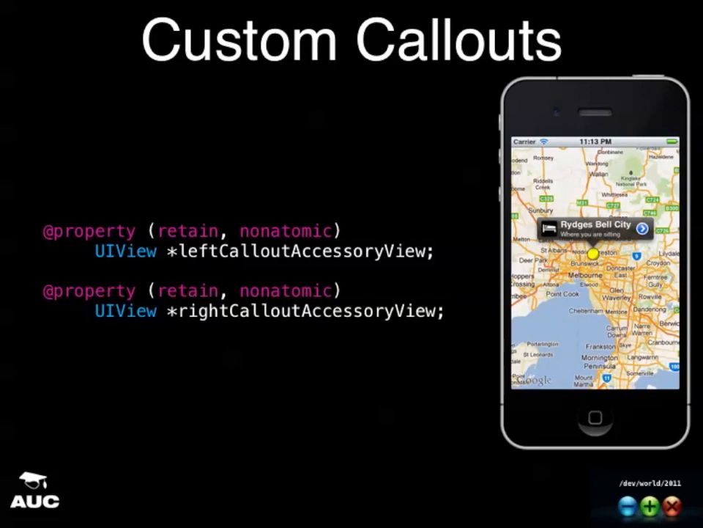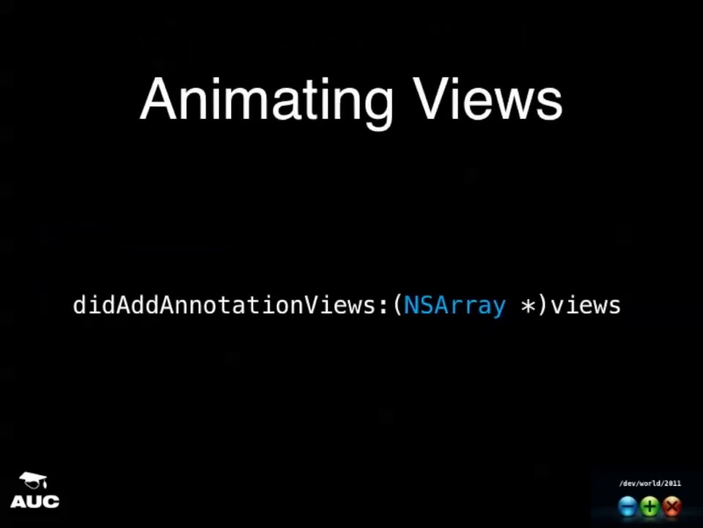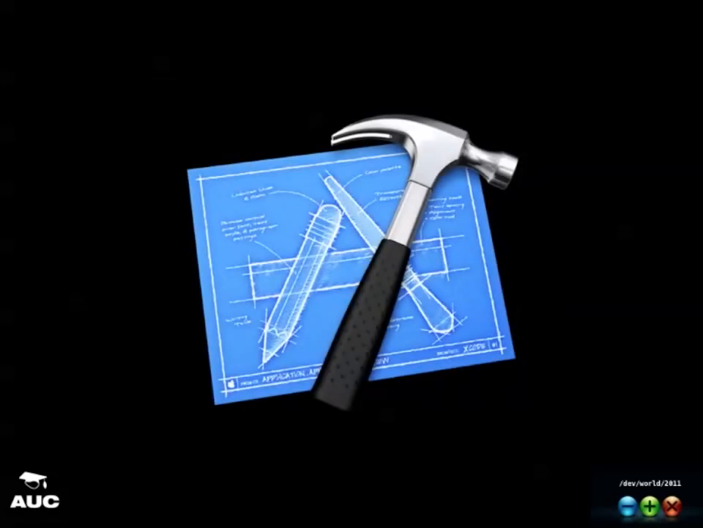It's looking good, but we also want it to animate. So there's a delegate method, didAddAnnotationViews, which returns an array of all the different views which have been added onto the map. And we can then move through them and actually animate them, which is what we're going to do about now.